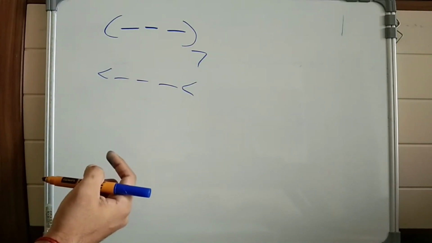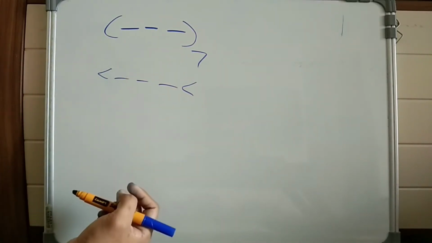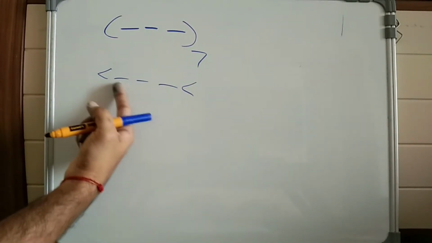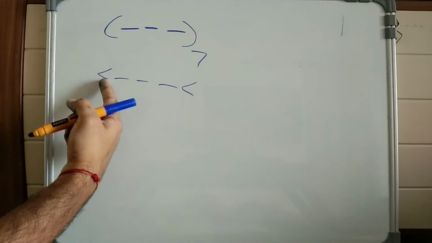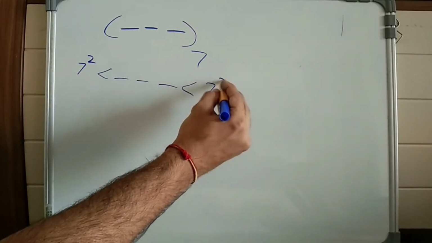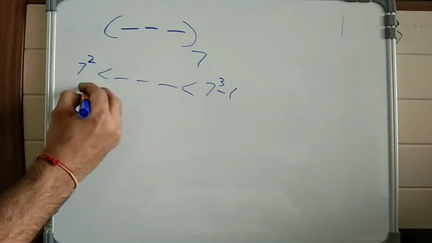So we need to first convert it into base 10 and find the range for that. This is a 3-digit number. Its minimum value would be 7 squared, and the maximum value would be 7 cubed minus 1, that is 49.